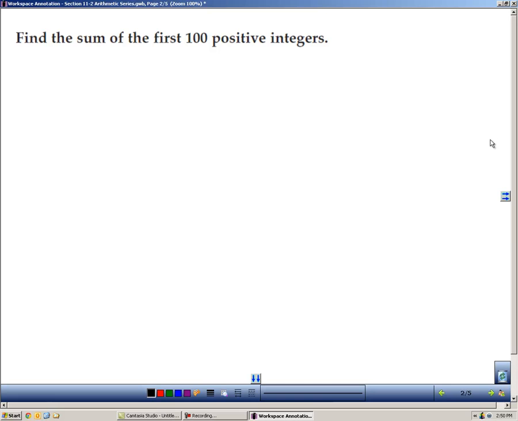Here we're asked to find the sum of the first 100 positive integers. So if we think about the first 100 integers, we can say that a sub 1, the first value, is 1. We can say that the 100th value in that sequence, a sub 100, is 100 because the numbers go from 1 to 100. And then if you think about each number, you can say the common difference is 1. So you know that you have an arithmetic sequence.